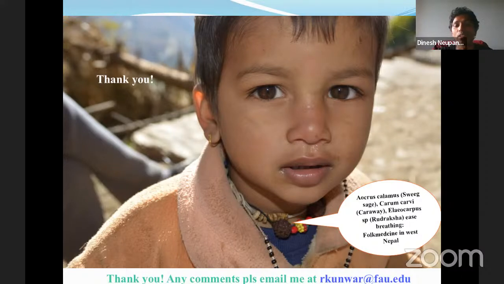Now it's time to work further. The government and the researchers should work on industrializing ethnobotanical resources for the economic benefit of the country. We should go further on how society can benefit from such information.